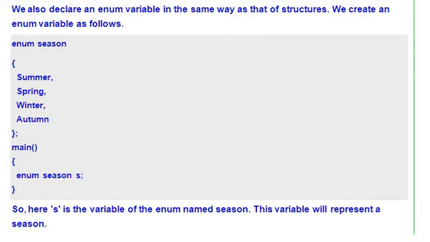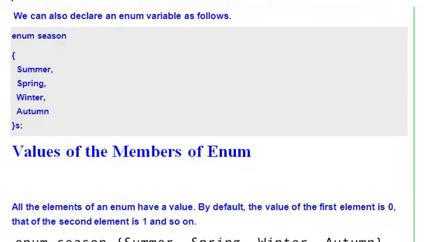So we need to follow the rules of variable names while giving an enum name. So look at this clearly. We can also declare an enum variable like this. Look at the closing bracket. At the closing bracket itself we can use an enum variable.